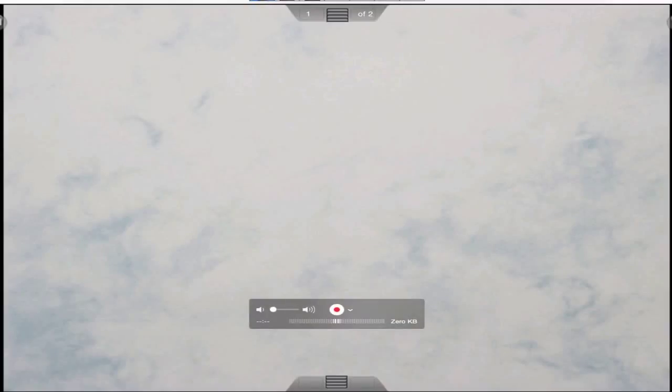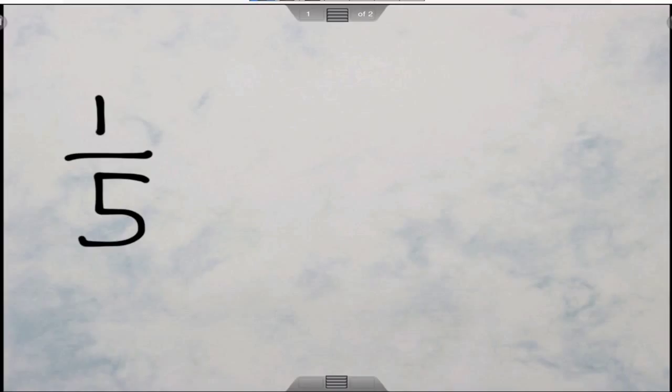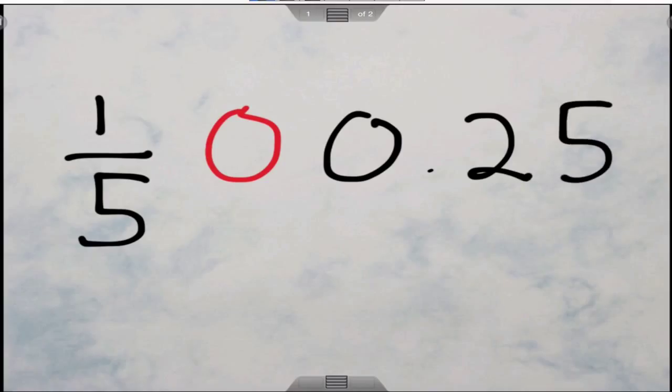Okay, now what we're going to do is compare a fraction with a decimal. So if I have a fraction, let's say 1/5, and I have a decimal, 25 hundredths, what I need to do is convert either the fraction into a decimal or the decimal into a fraction. For me, I'm going to convert this fraction into a decimal, and it'll be easy to compare these two.